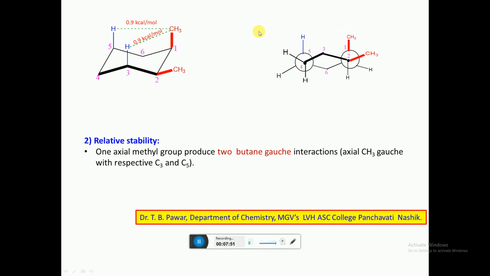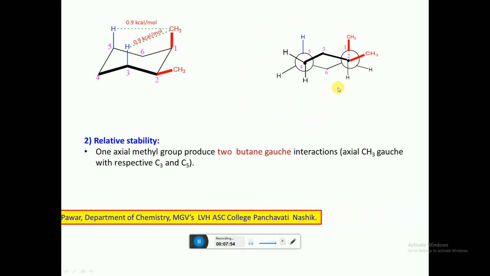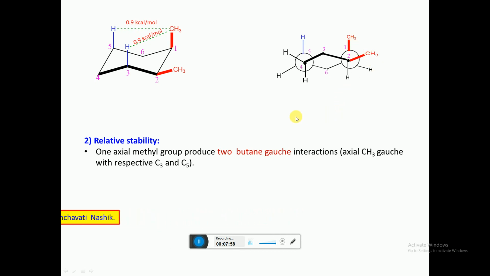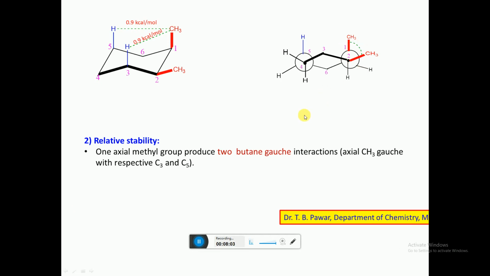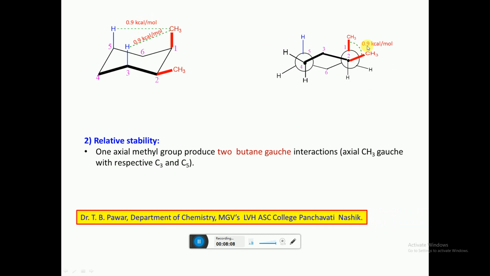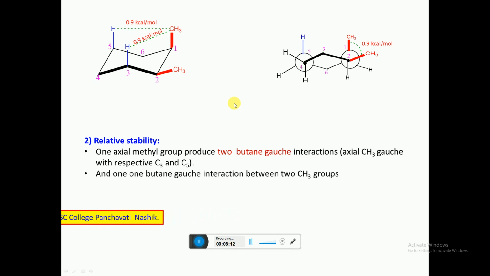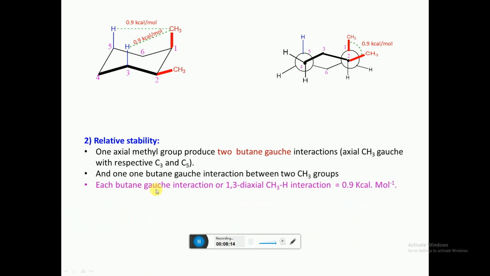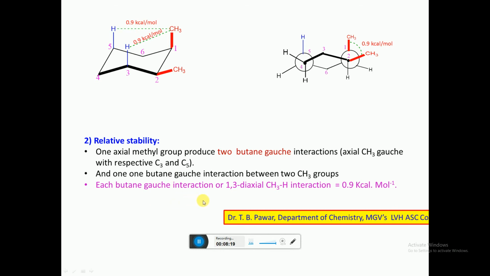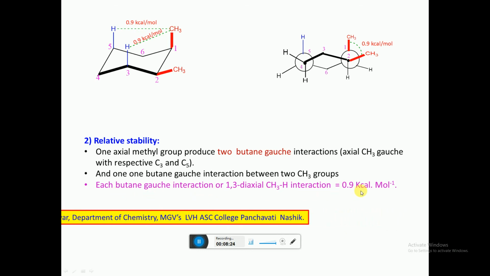This becomes the Newman projection formula, and in this Newman projection formula, the red colored methyl groups are clearly shown to have one gauche interaction, and one gauche interaction is 0.9 kilocalorie per mole. So the total becomes 0.9 multiplied by 3, 2.7 kilocalorie per mole. So the total interactions are 3 gauche interactions, and one gauche interaction is 0.9 kilocalorie per mole.